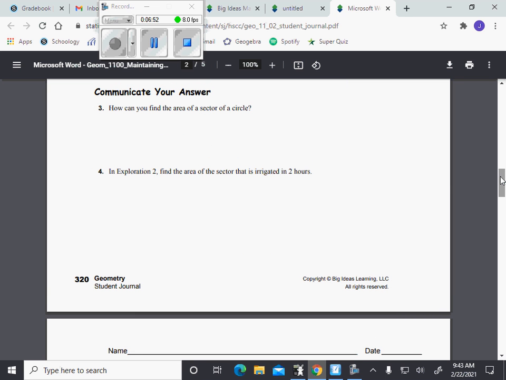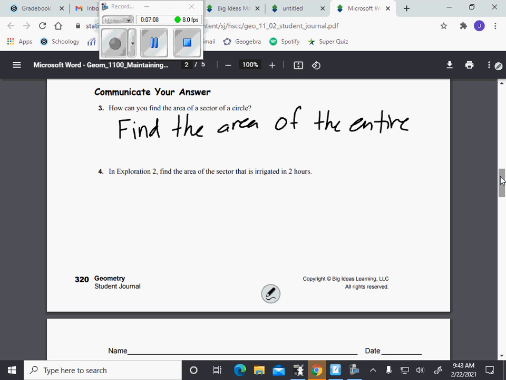Number 3 says, how can you find the area of a sector of a circle? Well, find the area of the entire circle and divide by the sector.